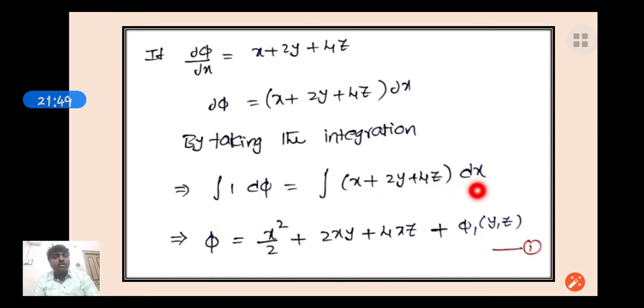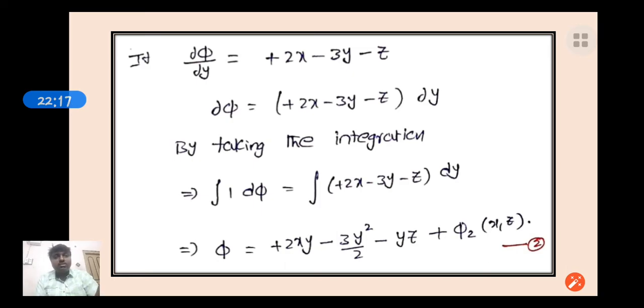On the RHS we calculate the integration with respect to x, treating y and z as constants. So the integration of x is x square by 2, plus the integration of 2y is 2xy, plus the integration of 4z is 4xz, plus I have to write a constant in terms of phi 1 of yz. Why? Because y and z are treated as constants here.